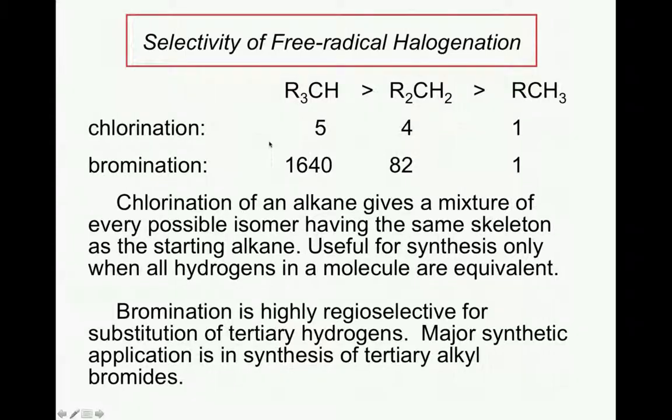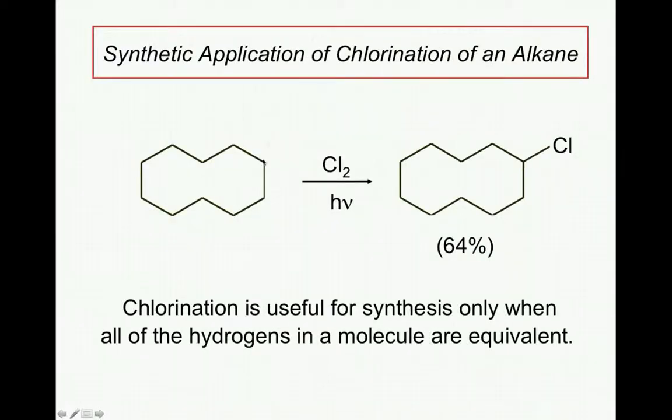In fact, chlorination is only synthetically useful in cases where all of the hydrogen atoms in a molecule are equivalent to one another. Here it doesn't matter which of the hydrogens we replace around this ring because all of them are identical. No matter where you put it, you would get out the same product. Remember, use chlorination if you don't care where you want to put your chlorine halogen. Use bromination if you want to selectively place the halogen at a tertiary position.